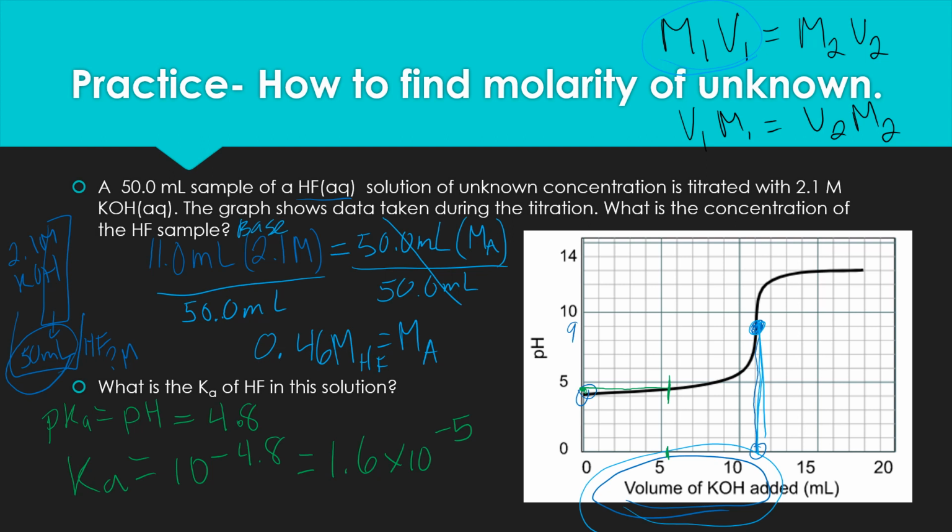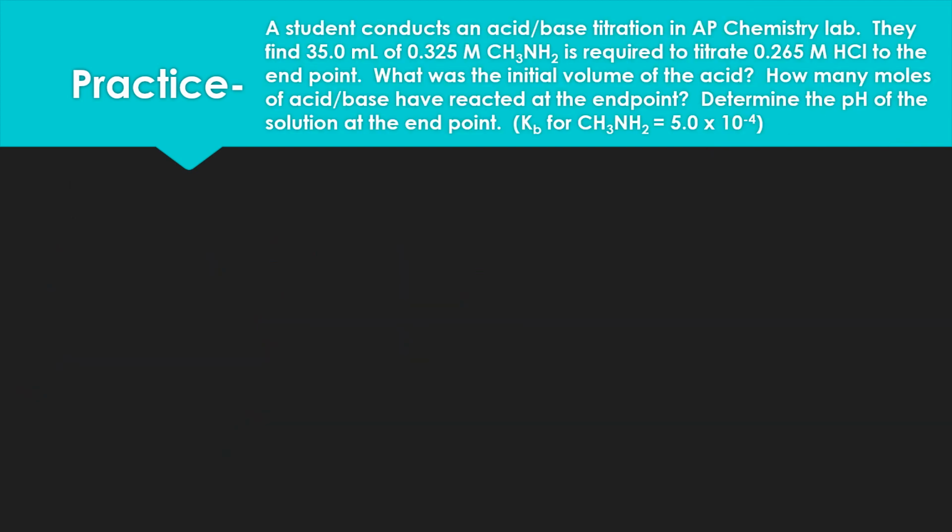So now we're going to take a look at how we do a titration problem when we don't necessarily have the titration curve. How do we find the pH, the equivalence point, that sort of thing.